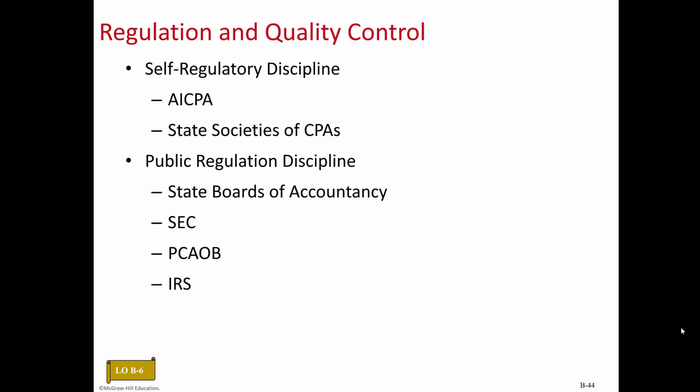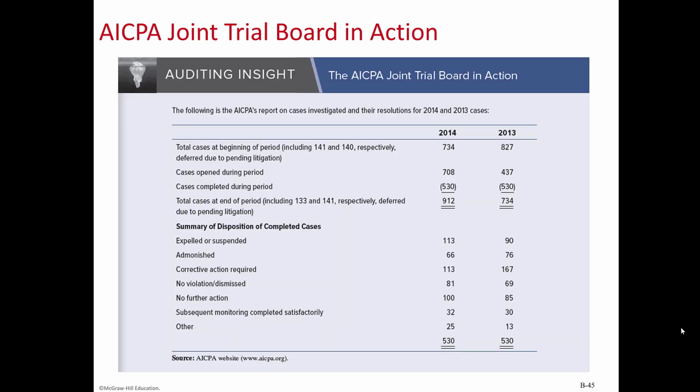Now let's talk about regulation and quality control. So the self-regulatory disciplines are the AICPA and the state societies of the CPA, such as the PICPA. But then we have public regulation disciplines, which also include the state boards of accountancy, the SEC, which is the Securities and Exchange Commission, the PCAOB, the Public Company Accounting Oversight Board, and the all-time favorite, the IRS, the Internal Revenue Service. And here you see the AICPA joint trial boards in action and the number of cases that they have endured in 2014 and 2013.